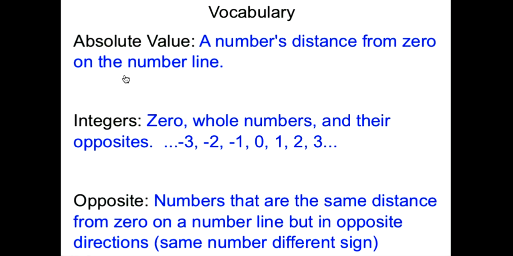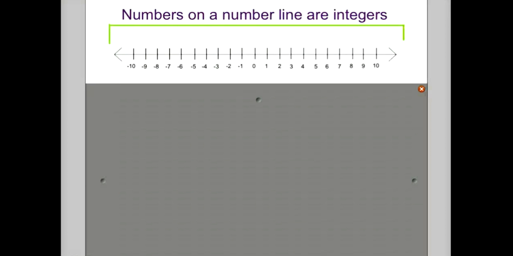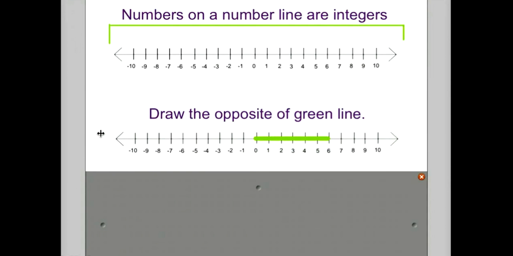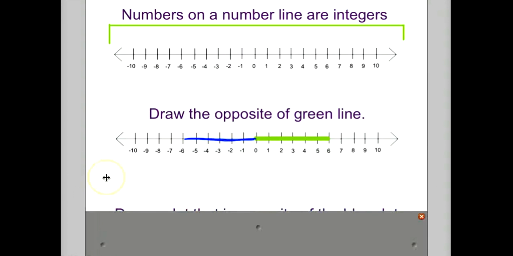Same number, different sign. So here's a number line. All numbers that are on the number line in this instance are integers. We're going to draw the opposite of the green line. So pause your video, draw a number line, draw where your green line is, and then come back and we're going to draw the opposite. So you should have drawn in the opposite direction all the way to 6. So that's the opposite of the green line.